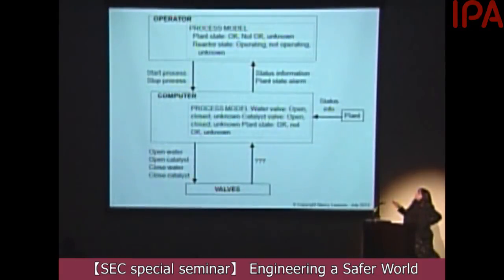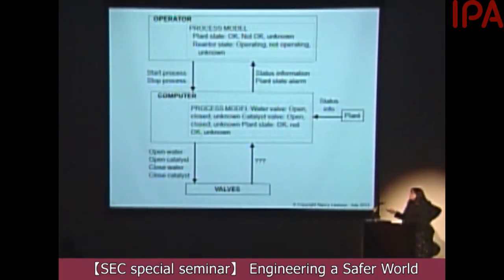We have a process model. We have some instructions. Let's do this first. Instructions that go down. The operator can send a control command to start the process and to stop the process. The computer can send commands to open the water valve, to open the catalyst valve, to close the water valve, and to close the catalyst valve. Okay? Now, we also have feedback.